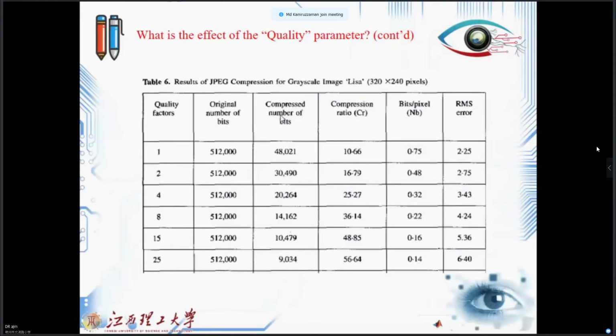Compressed number of bits, compression ratio CR, NB, and some RMS, which now we don't need. See the difference now. The compressed bit number and the other value will be affected by this quality number.